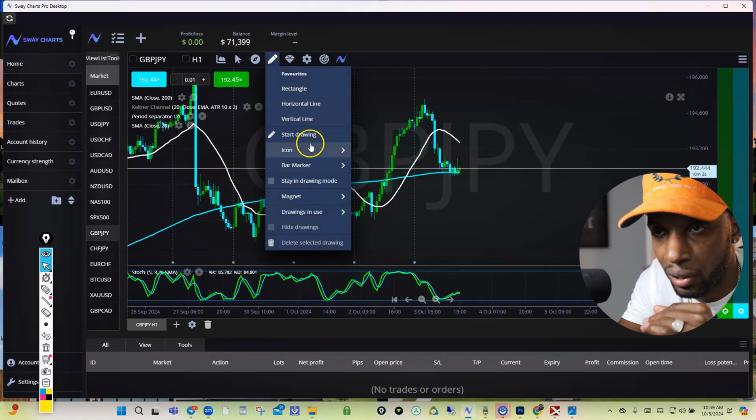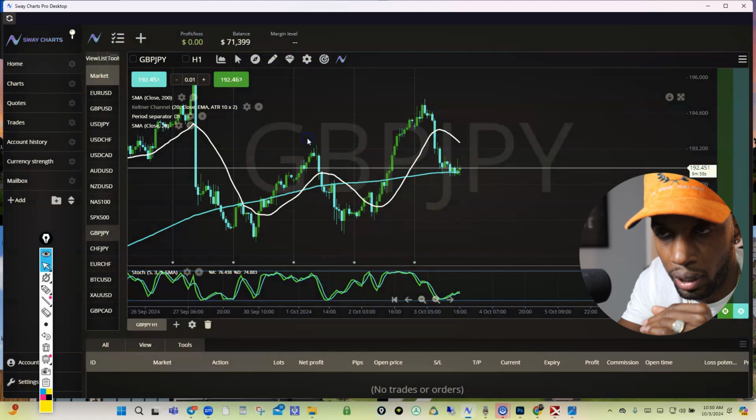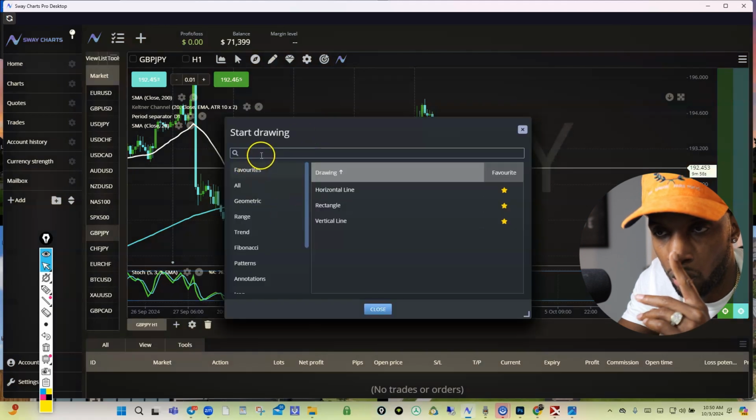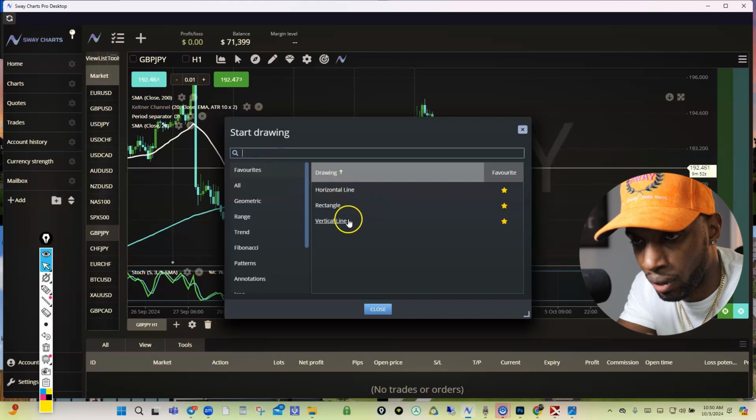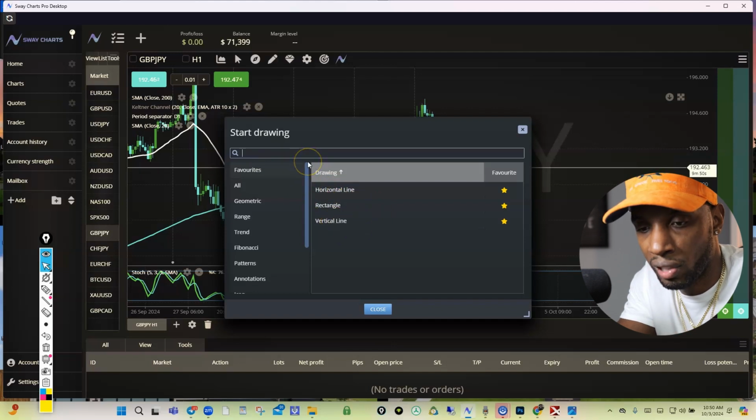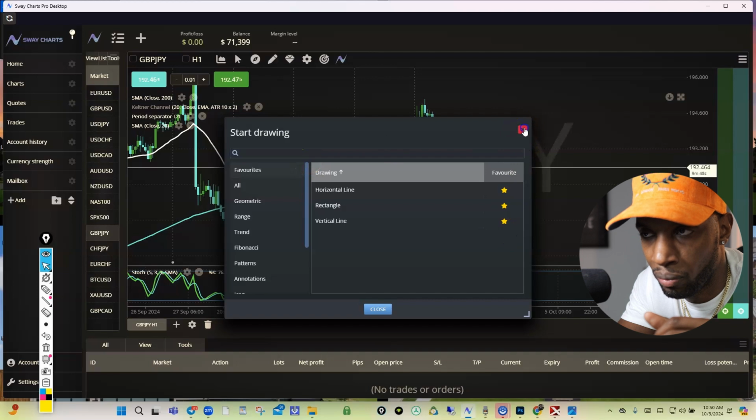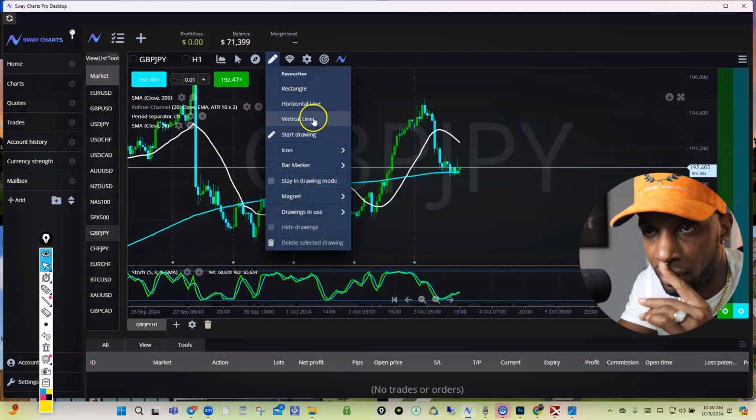Now you may have to go to start drawing. Yeah, you have to go to start drawing. And I recommend getting these three: horizontal line, rectangle, and a vertical line. So you just type one of those in, hit the star, and it'll be right there at the top when you get yours.